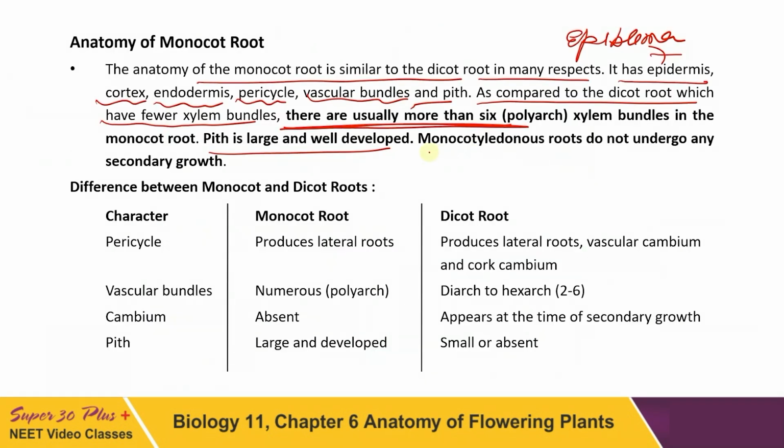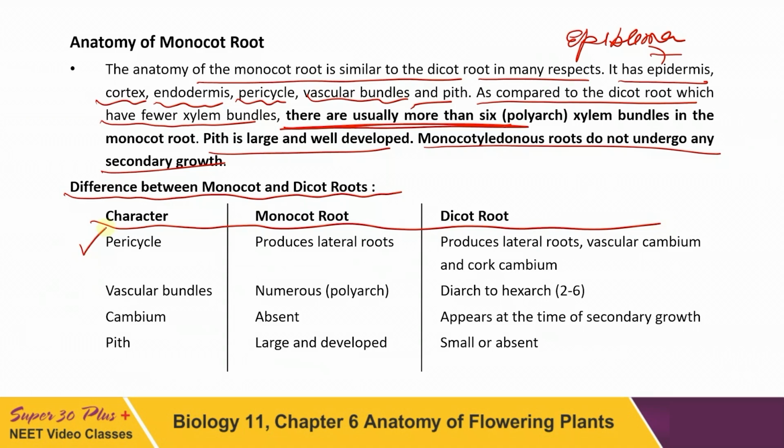Monocotyledon roots do not undergo secondary growth. That's why these are thin. While in dicot root, secondary growth is present. So we can see now the difference between monocot and dicot root. Can you summarize it now? Yes, come on. Pericycle, in case of monocot root, produces lateral roots. Yes, in dicot also, very important point, lateral roots are produced.